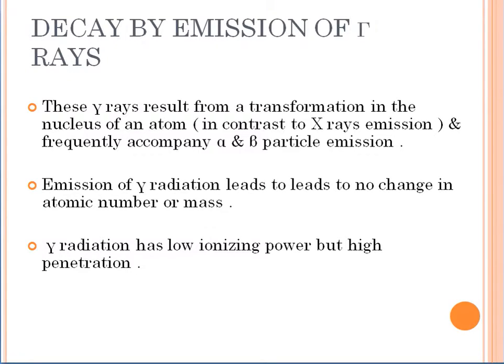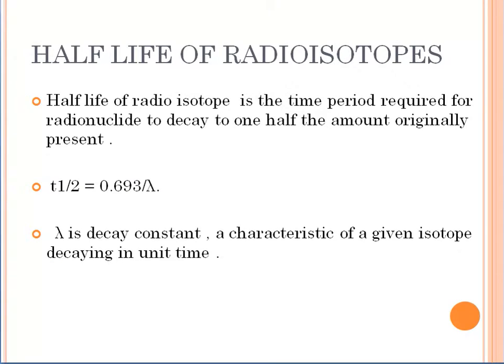Gamma ray emission. Gamma rays result from transitions in the nucleus of an atom, in contrast to X-ray emission, and frequently accompany alpha and beta particle emissions. The emission of gamma radiation leads to no change in atomic nuclear mass. Gamma radiation has low ionizing power but high penetration.